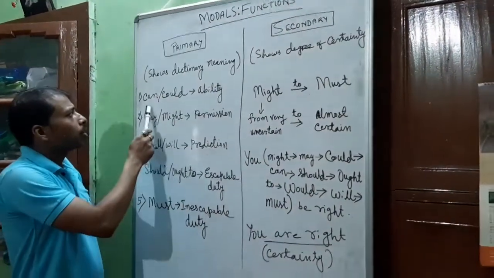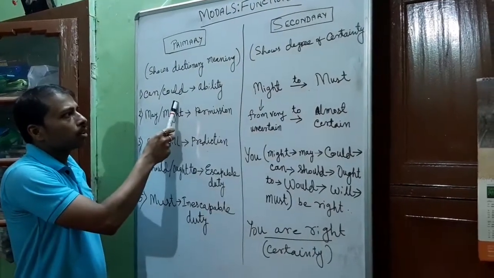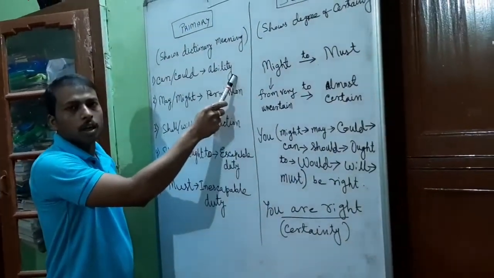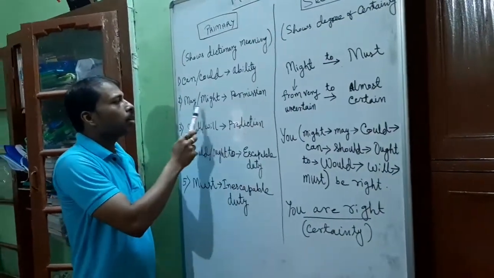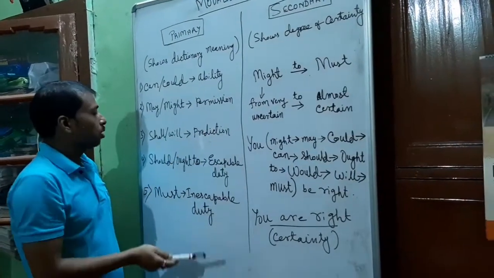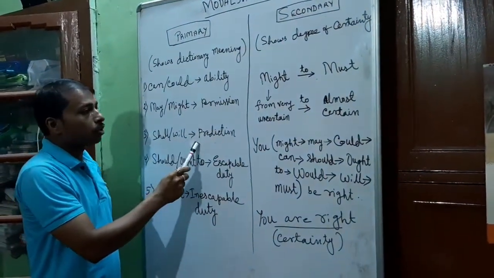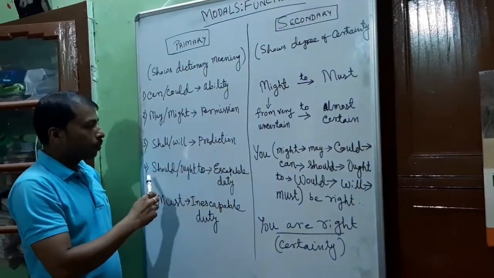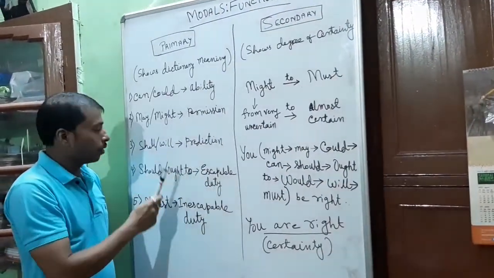Let's see, can and could. They are used primarily to mean ability or capability. May or might are used to seek or give permission. Shall and will are used for predicting something. Predicting something means a future affair.